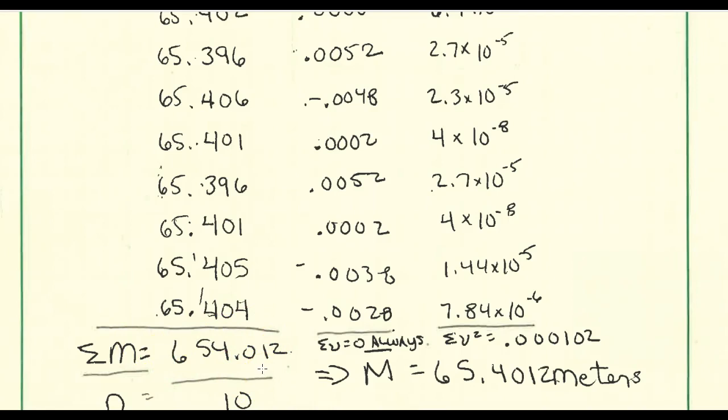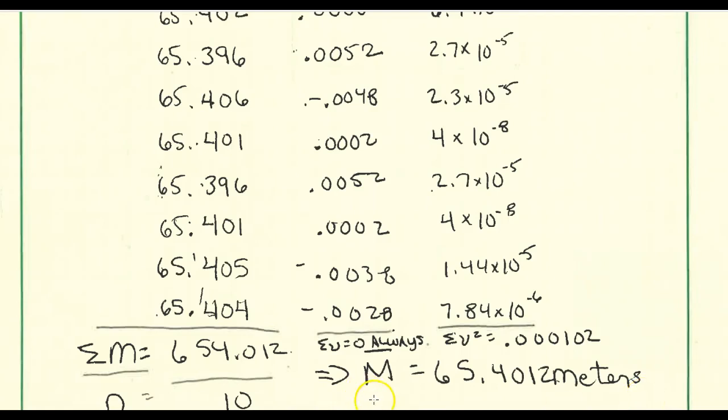To find the average value, m bar, we take the summation of m and divide it by n, the number of data points, which is 10. So we take the summation of the numbers in that column, 654.102, divide it by the number of measurements, 10, and we come up with an m bar, the most probable value, or the arithmetic average, of 65.4012 meters.